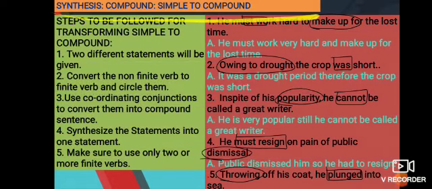Now synthesis compound, that is simple to compound. So there will be numerous methods to make the sentence compound, as if only 2 statements to join it into making a compound statement. When a simple sentence is given, you have to convert it into a compound statement. When a complex statement is given, you have to change it into a compound. So these could be the synthesis during this year, what you have to learn, and then you have to learn the transformation of simple to compound, compound to complex and complex to compound, vice versa.